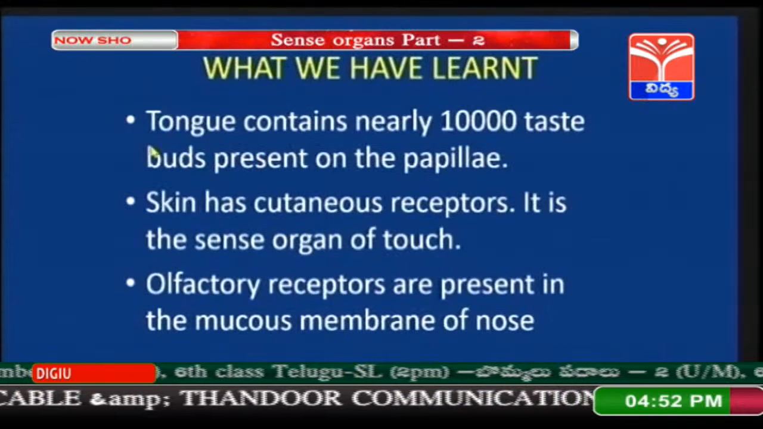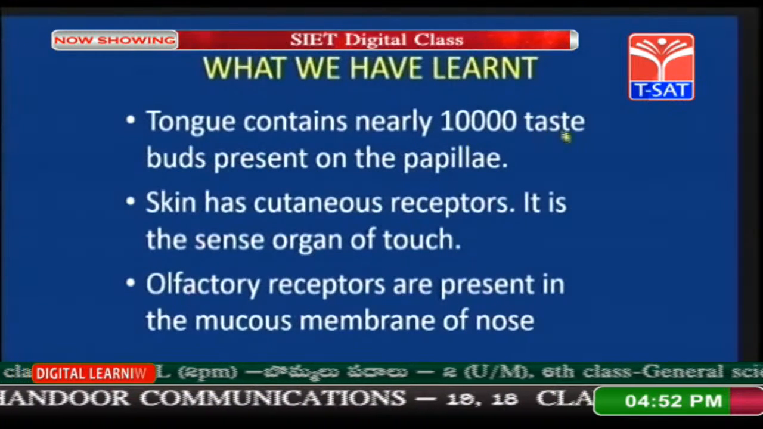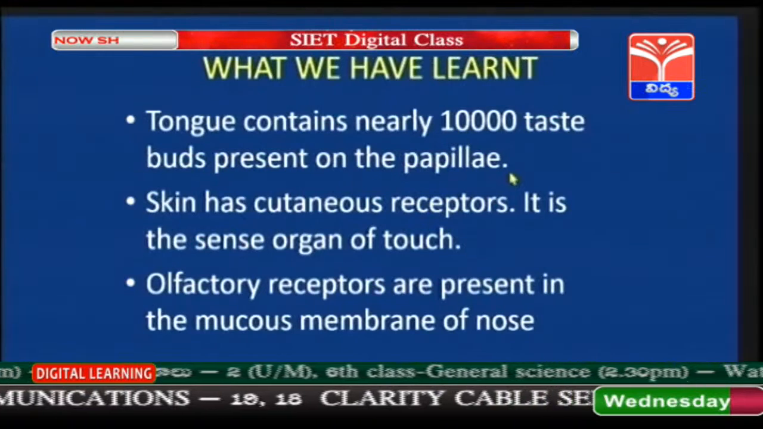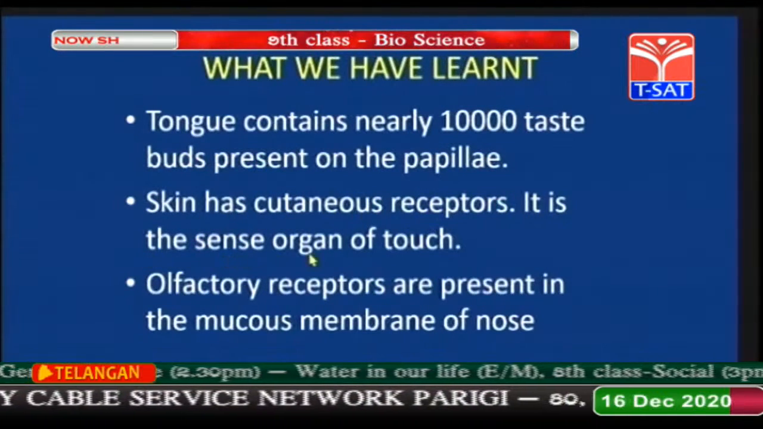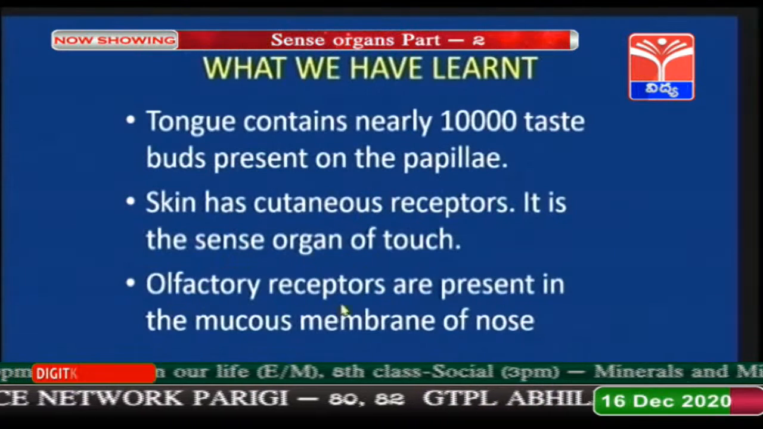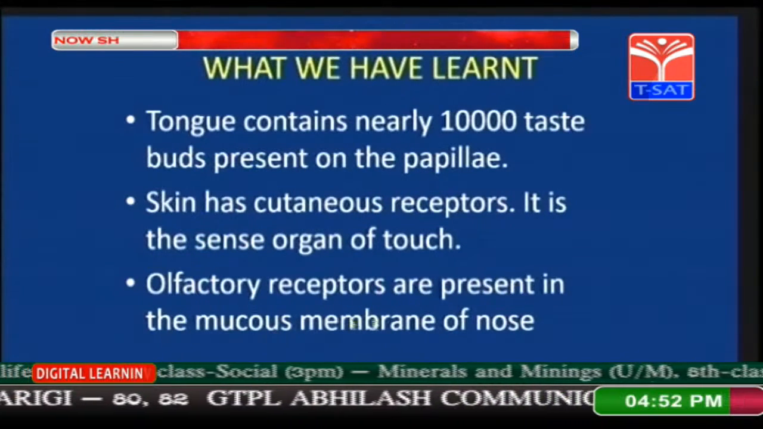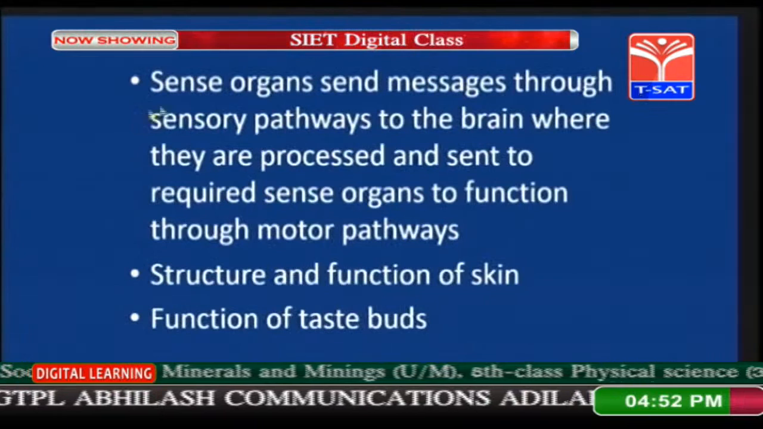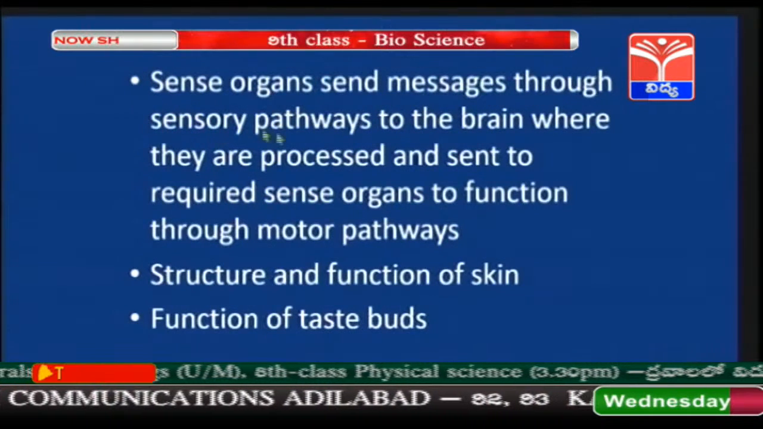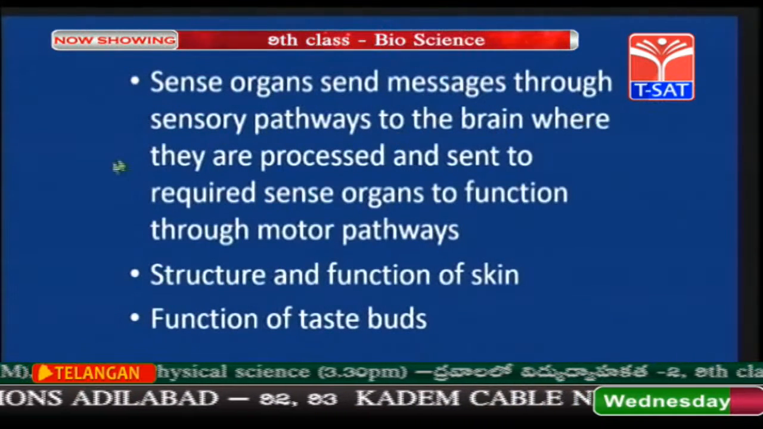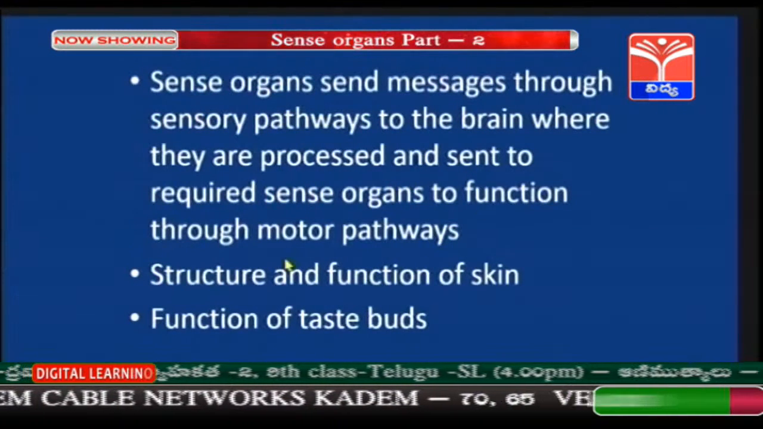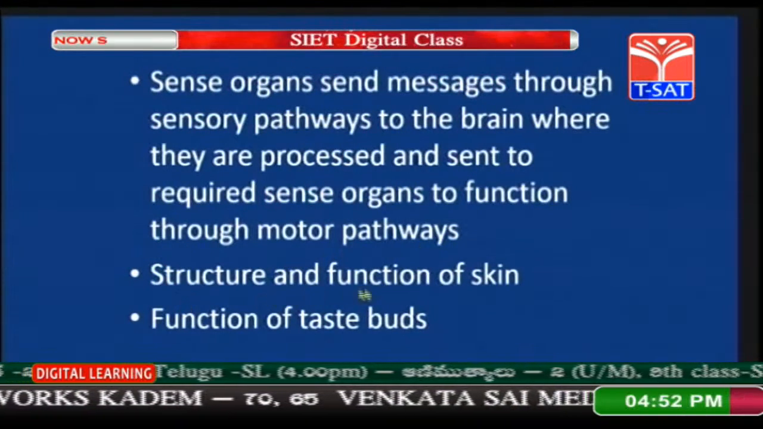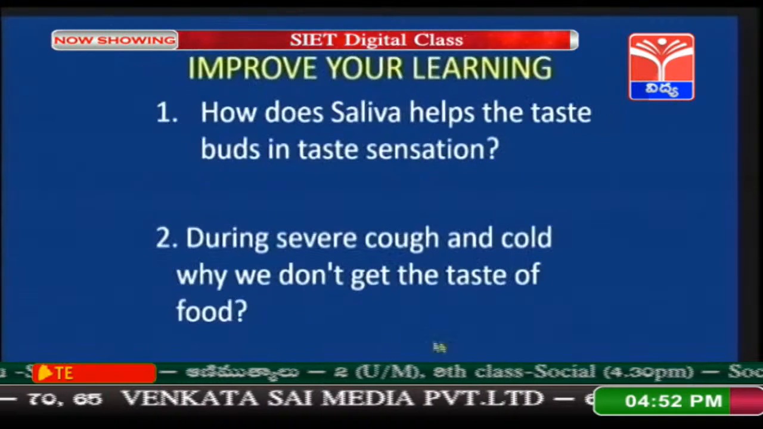What we have learnt? Tongue contains nearly 10,000 taste buds present on the papillae. Skin has cutaneous receptors. It is the sense organ of touch. Olfactory receptors are present in the mucous membrane of nose. Sense organs send message through sensory pathways to the brain, where they are processed and sent to required sense organs to function through motor pathways. Structure and function of skin, function of taste buds.